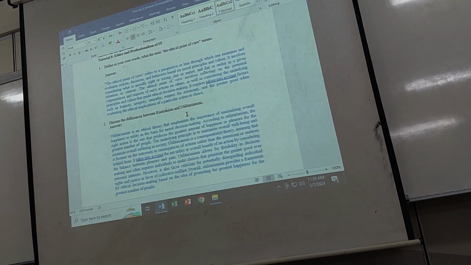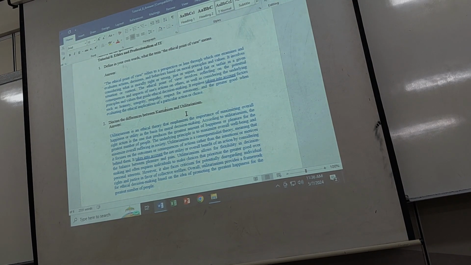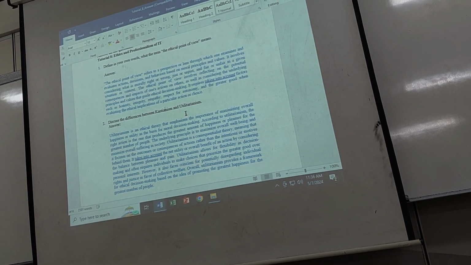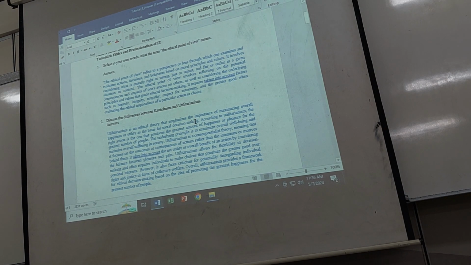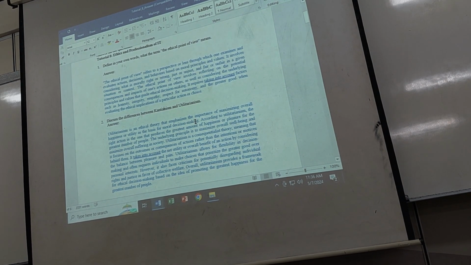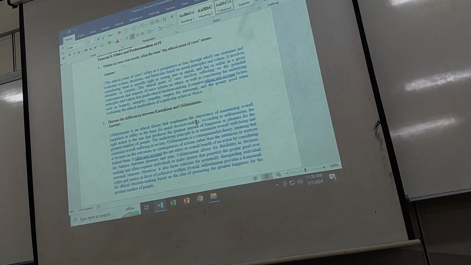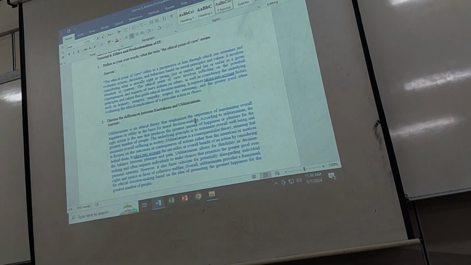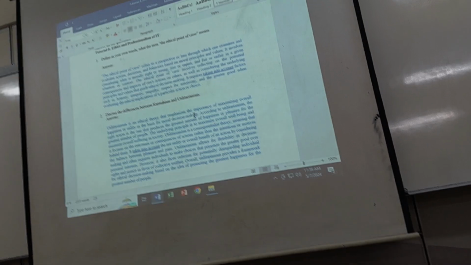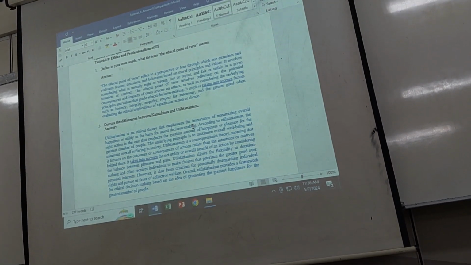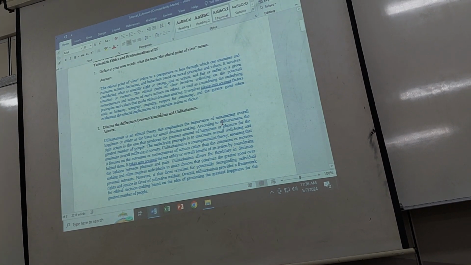Ethical point of view refers to the perspective or the lens through which one examines and evaluates actions, decisions, and behavior based on moral principles and values. So your ethical point of view will be different from mine, students. What is right for you may be wrong for me, and what is wrong for me may be right for you.